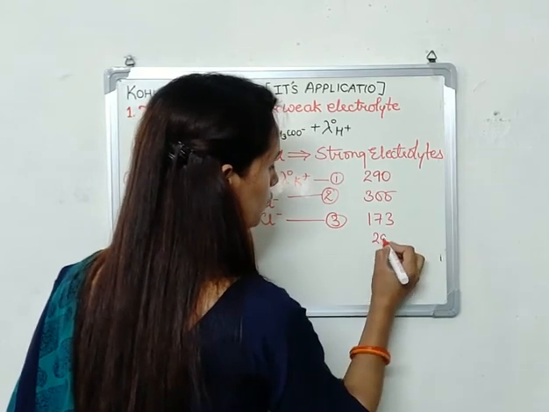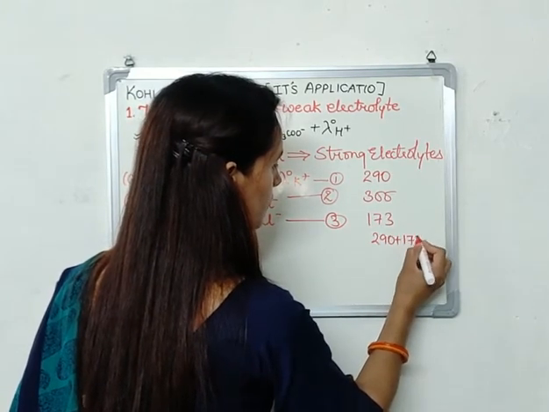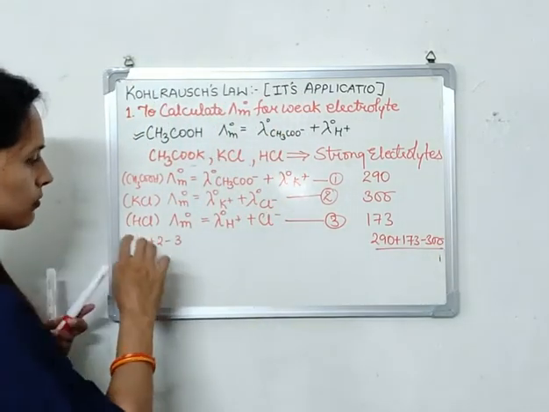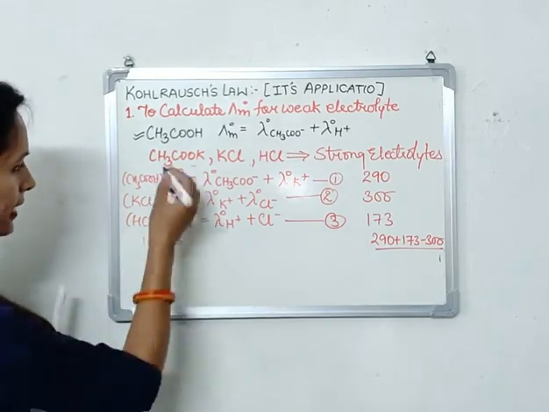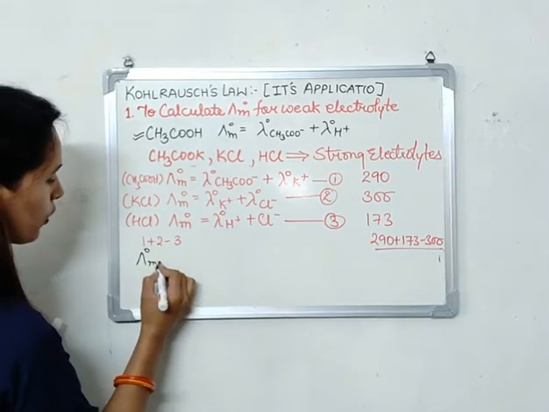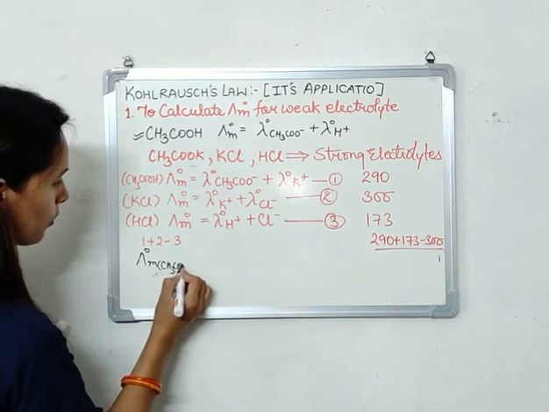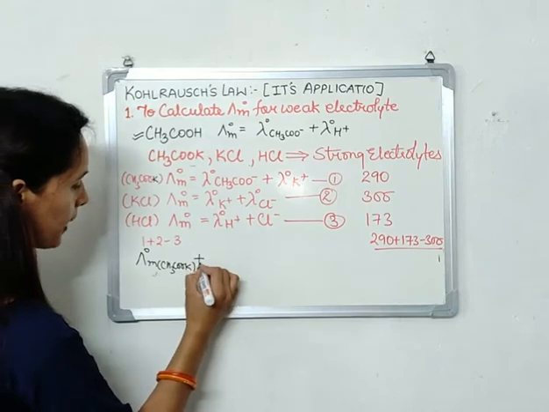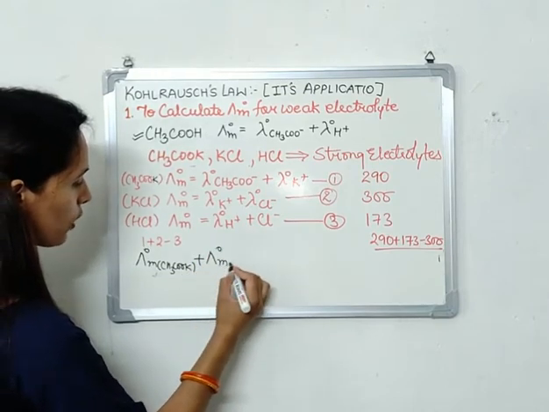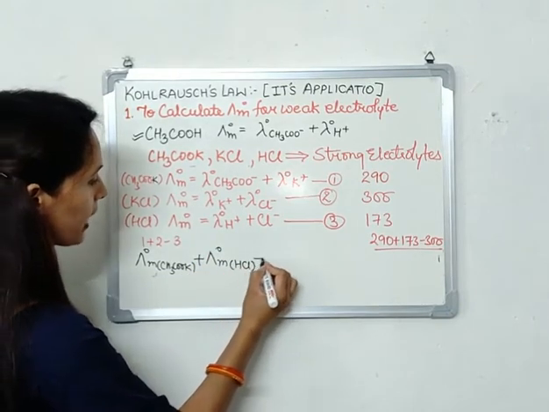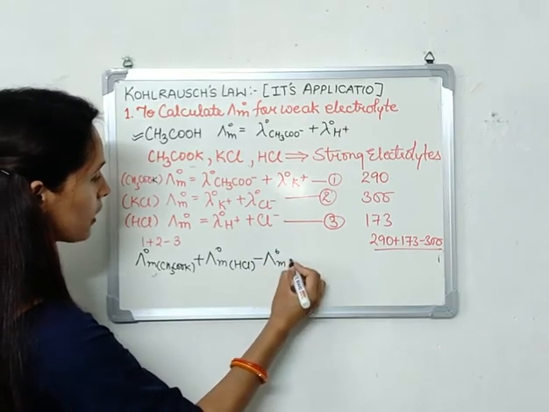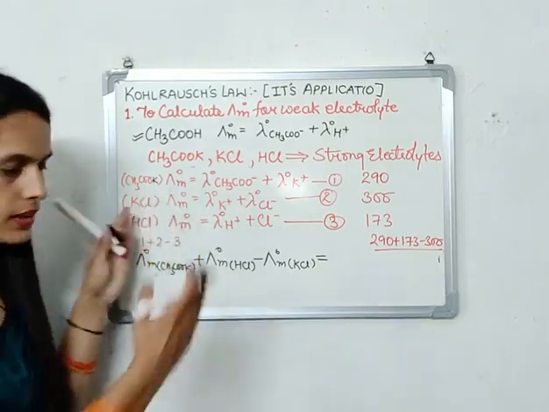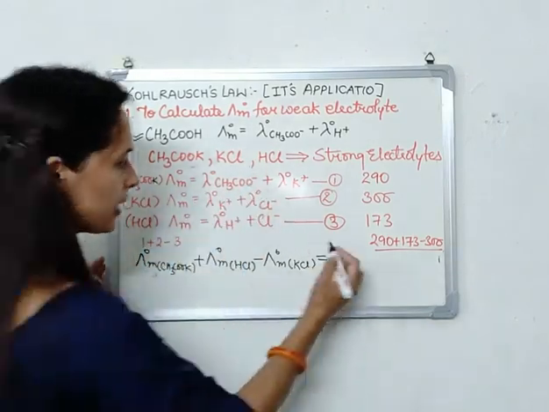So what I have to do? I have to do 290 plus 173 minus 300. Clear? So if I do this, what do I get? I get lambda m naught for CH3COOK, it is not H, it is K, plus lambda m naught for HCl minus lambda m naught for KCl. So this is the right hand side, this one is the left hand side. Now I'll write the right hand side.